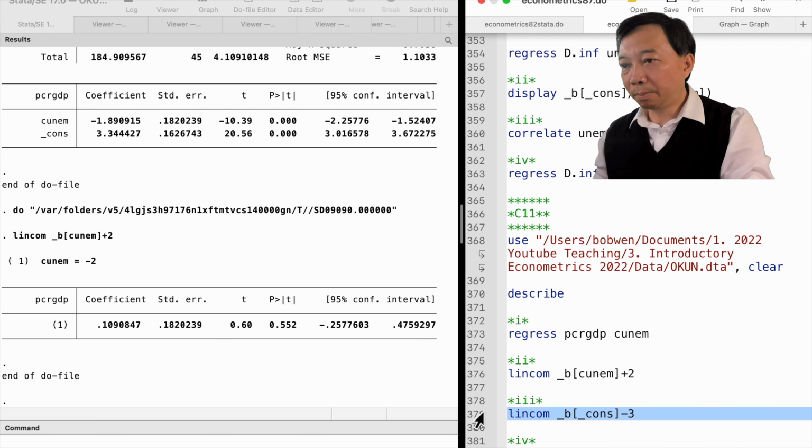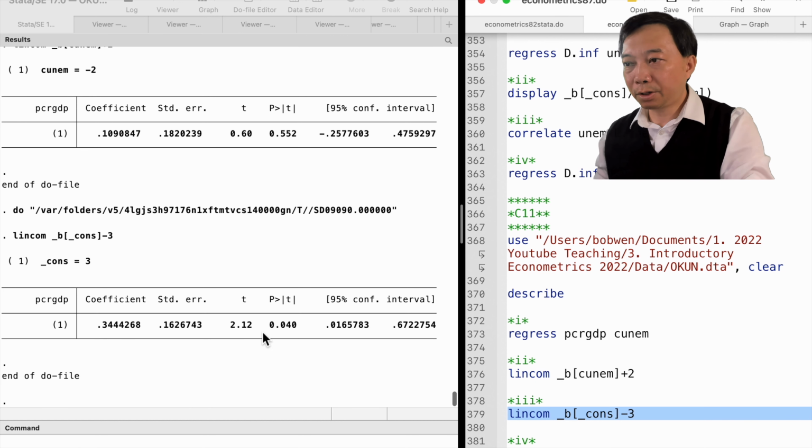We use the lincom command again. The t-statistic is 2.12 and its two-sided p-value is 0.04. We reject the null hypothesis at the 5% level against a two-sided alternative.